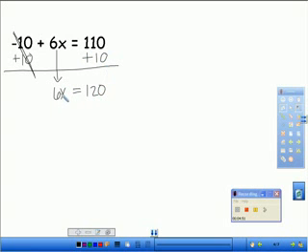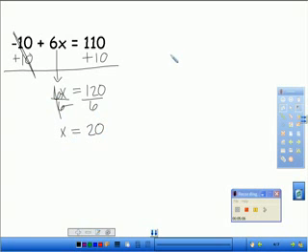So now it's a multiplication problem. This is 6 times x, or x times 6. And the opposite of times 6 is to divide by 6 on both sides. So I'm going to divide both sides by 6. The 6 is eliminated, and x equals 20.